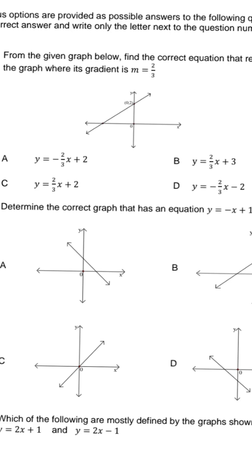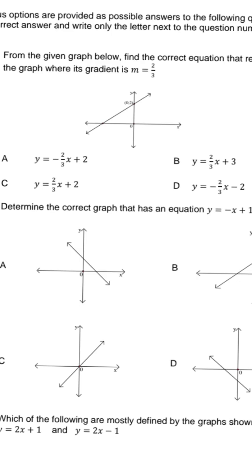We have A, y is equal to negative 2 over 3x plus 2. Could that be the equation of the graph? B, y is equal to 2 over 3x plus 3. C, we have y is equal to 2 over 3x plus 2. And then lastly, D, y is equal to negative 2 over 3x minus 2.